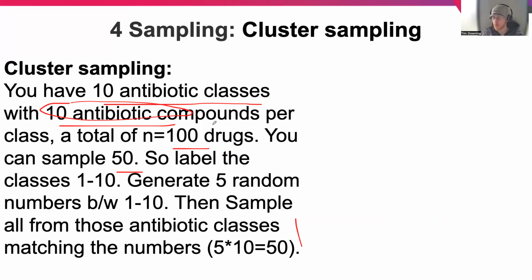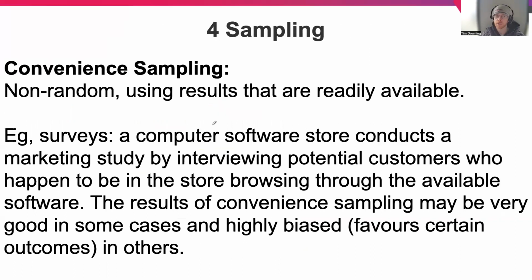Our last major approach is known as convenience sampling. If you see social media with polls, that's an example of convenience sampling. They're not representative at all.